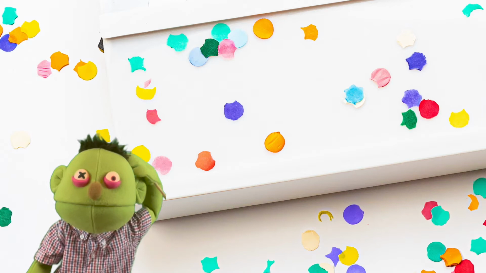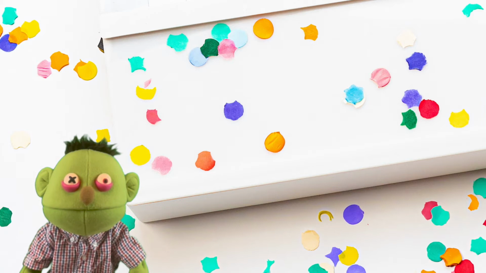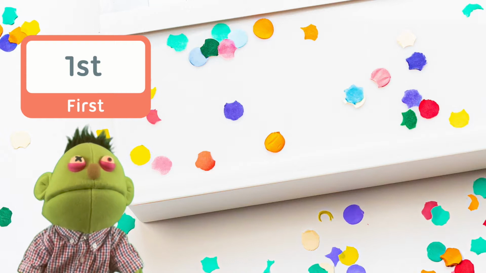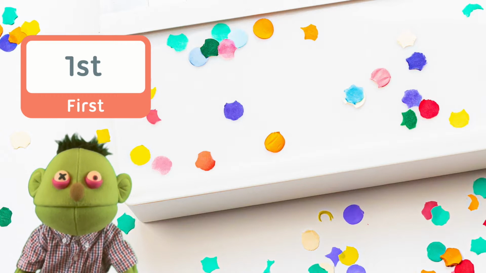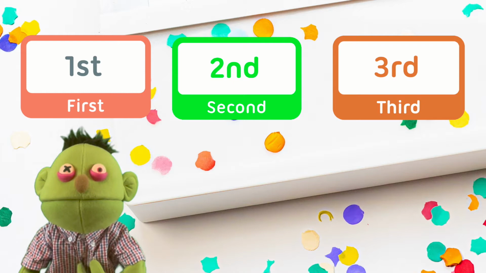We can identify ordinal numbers by the 2 last letters of each number. For example, the last 2 letters of first are ST. These 2 letters must be placed after the number 1. Most of the numbers are written with TH, except first, second, and third.